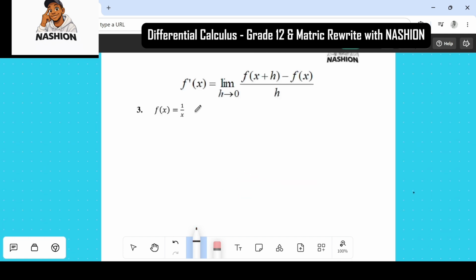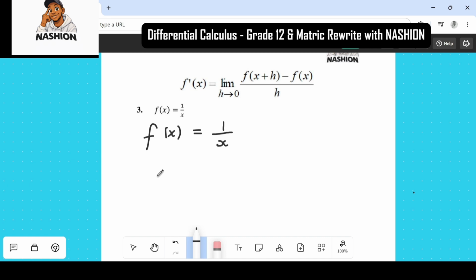Now this one, guys, has a fraction. Finding the derivative by first principles. We are given f of x is equal to 1 over x. You might want to give it a try. Pause the video, give it a try, then continue watching.